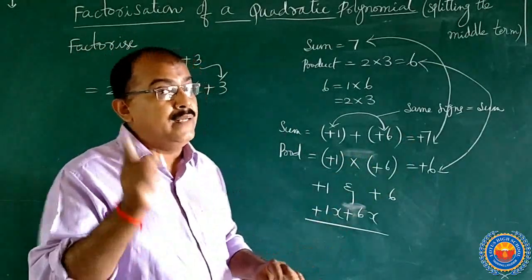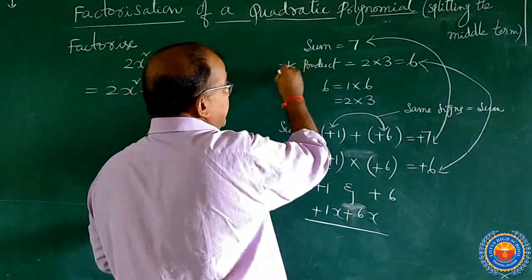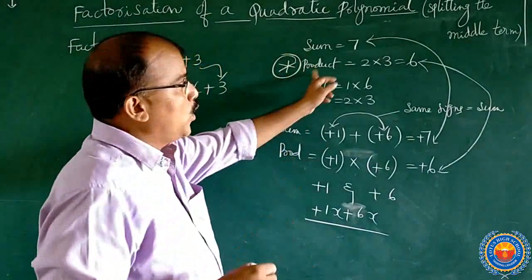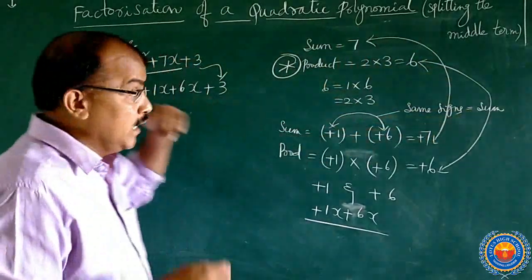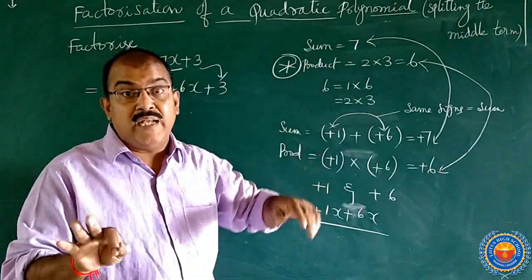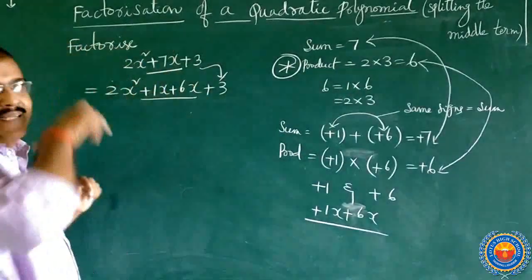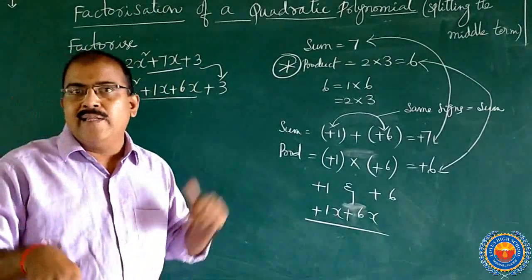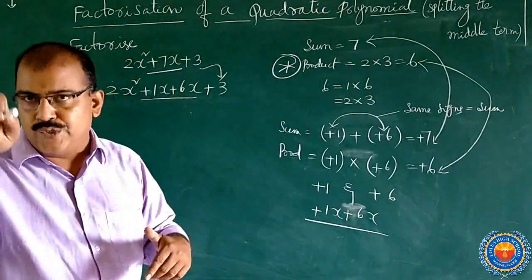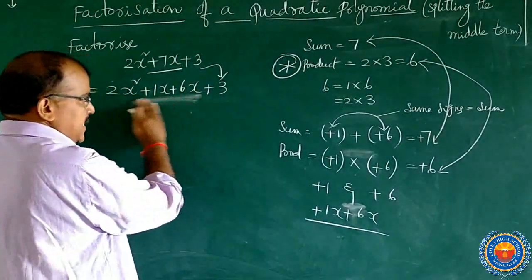Here is a very important point. Here I have taken the product. This is very important. In the previous sum, the product is equal to 1 into something. Now in this sum, the product is equal to 2 into 3, 6. That's why if you add these two numbers, I should get plus 7. If you multiply those two numbers, you should get 6. That is nothing but plus 6.